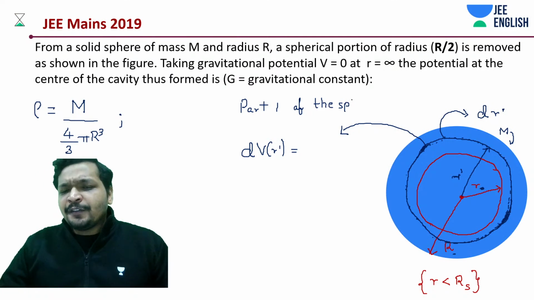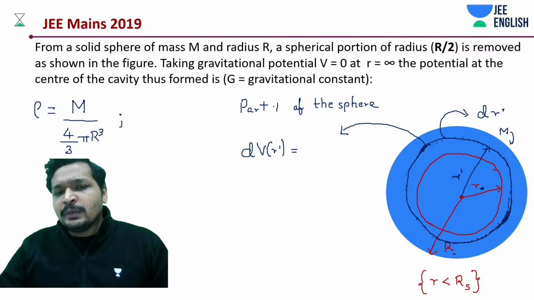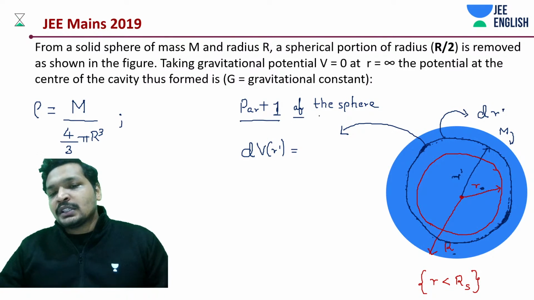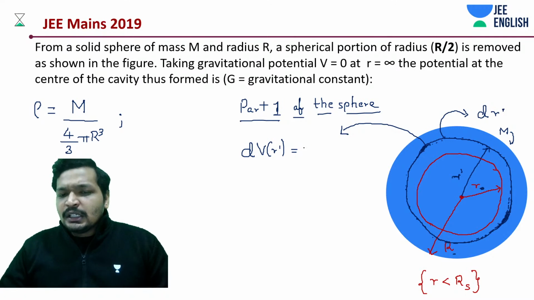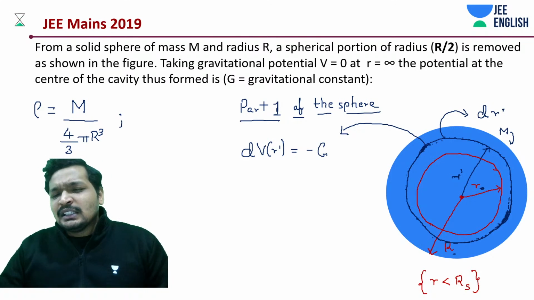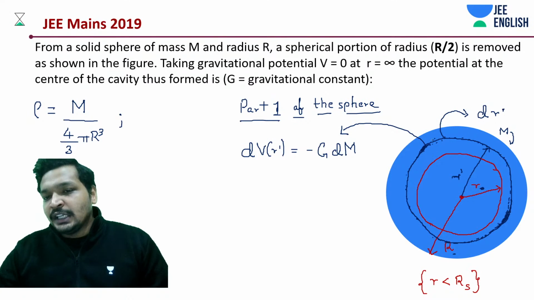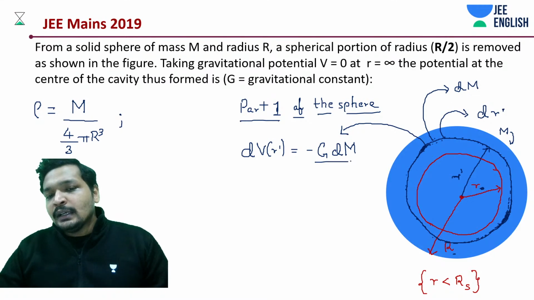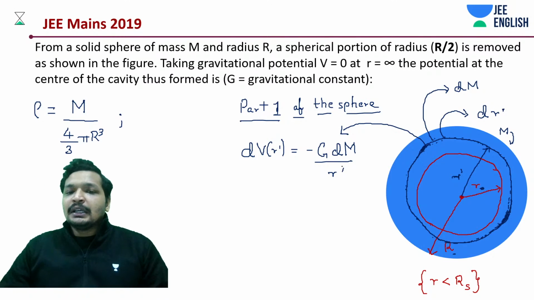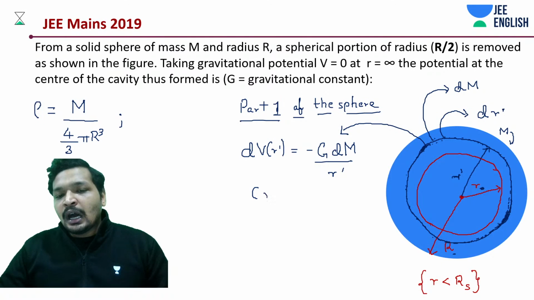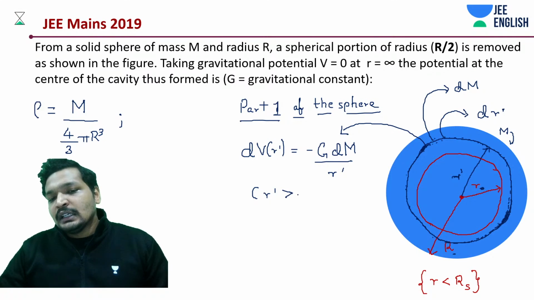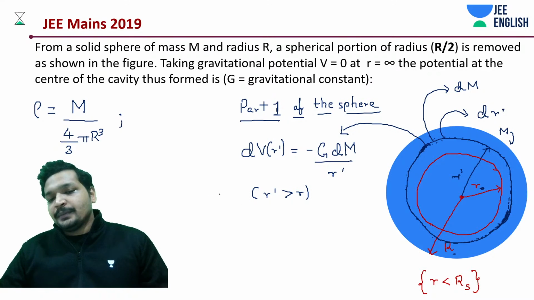You might have dealt with different methods of derivation or just formulae. I am teaching you this so that you can apply it in any situation. It's a robust technique. It's going to be minus G dm, where dm is the mass of just the shell, divided by r dash. Why r dash? Because r dash is greater than the point where you have to calculate the potential.